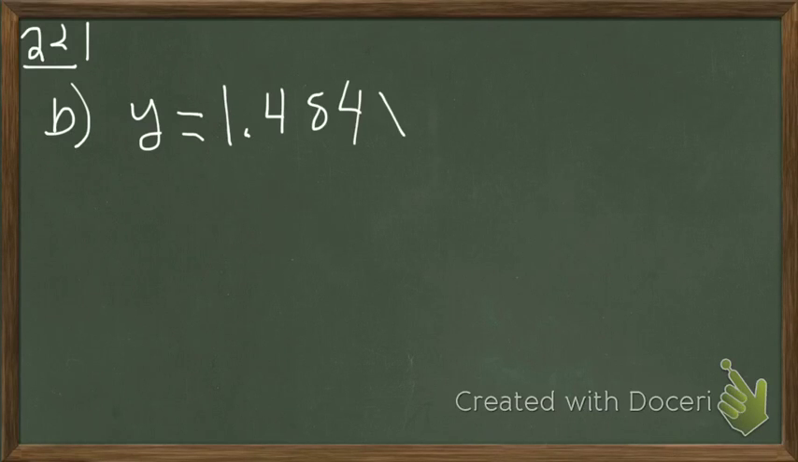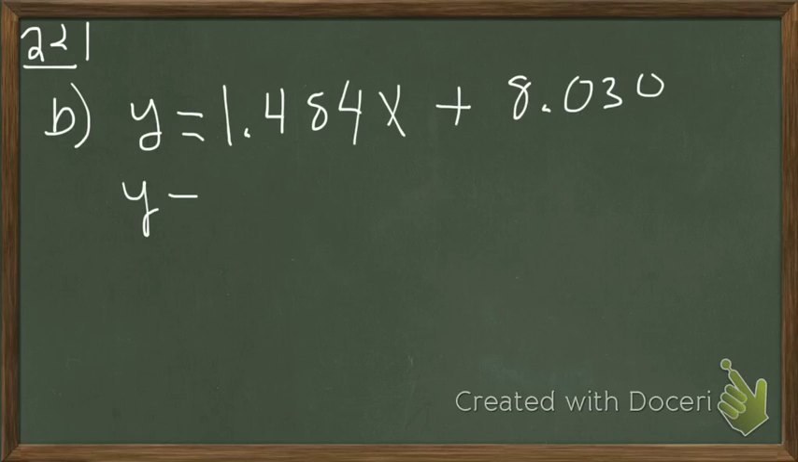Let's see. It says set up a graph and plot the points and sketch in a line or curve of best fit. I did a scatter plot on my calculator and I did a line of best fit. And that was what we were supposed to do in part B. I think a curve of best fit would have been better. My line of best fit was y equals 1.484x plus 8.030. y is in pounds and x is in months. Okay.